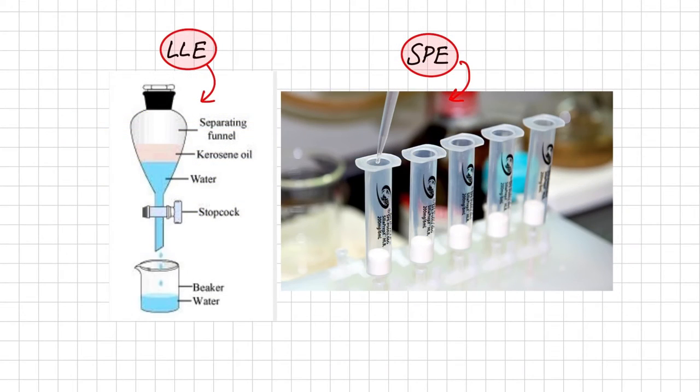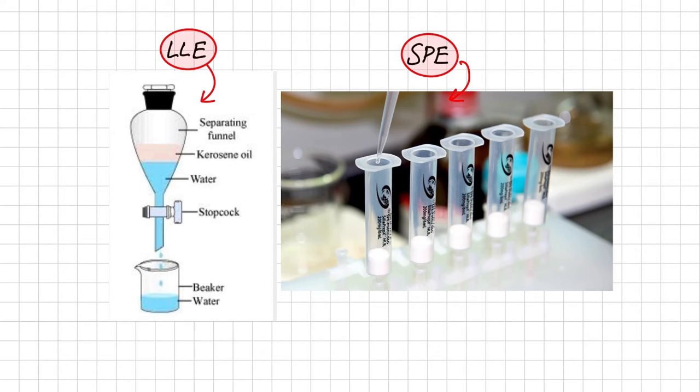The question is, how does solid phase extraction compare with liquid-liquid extraction? This is the assembly of liquid-liquid extraction. Of course, we are using a separating funnel here. Liquid-liquid extraction separates an analyte through partitioning between two immiscible solvents. LLE suffers from several disadvantages that can be overcome by using solid phase extraction, or SPE.